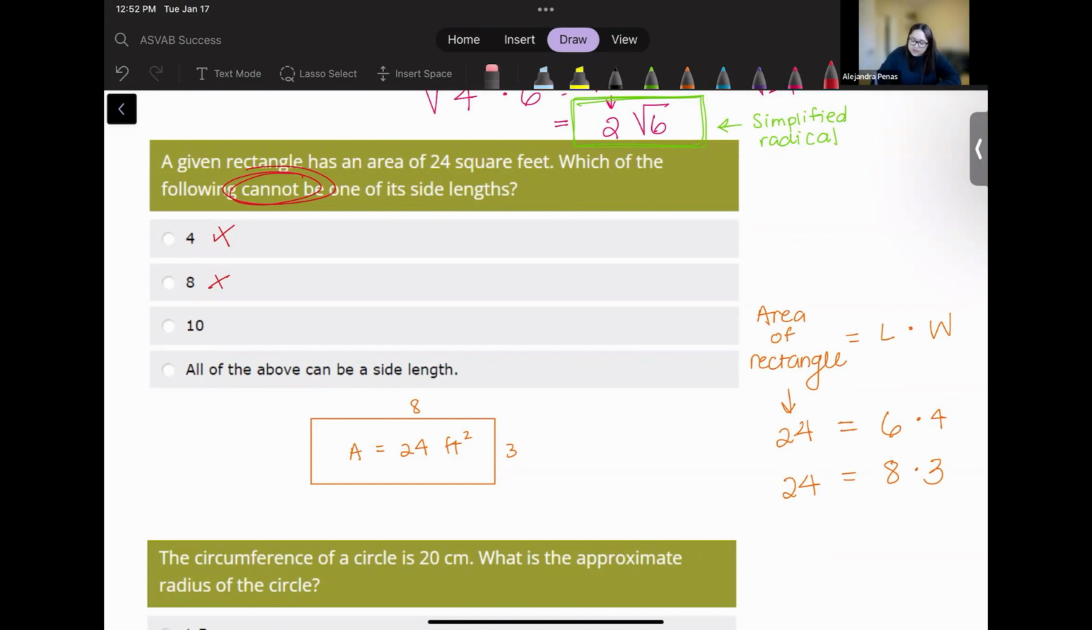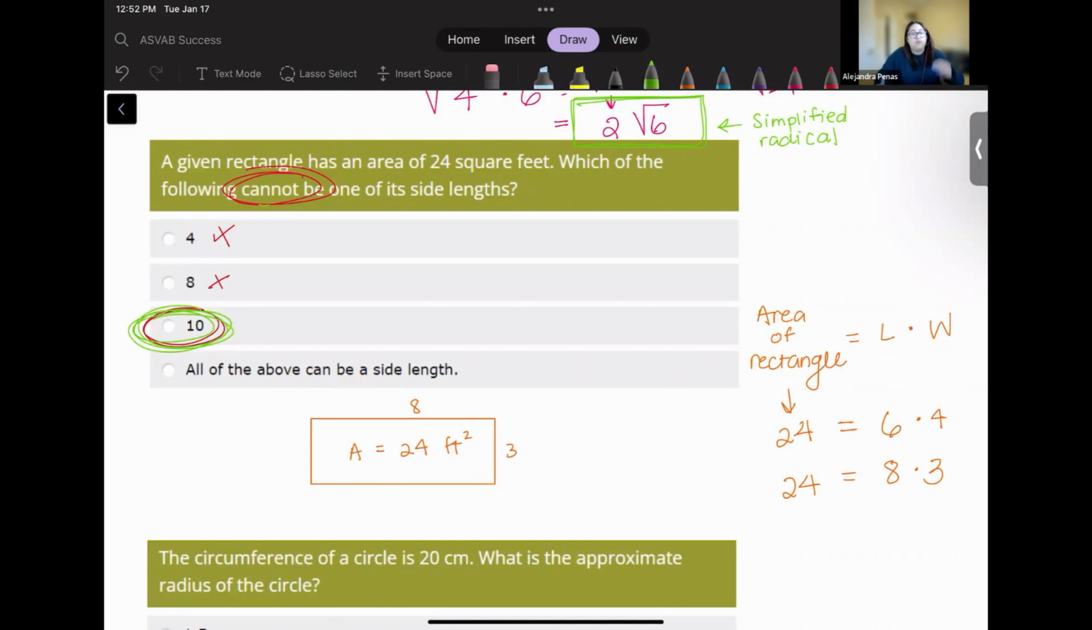Is there any way to get to 24 by multiplying 10? Nope. No, because 10 times anything is always going to end up being a number ending in 0. So like 10 times 2 is 20, 10 times 3 is 30, etc. So the only one that doesn't work is 10. And because of that, 10 is going to be our answer.